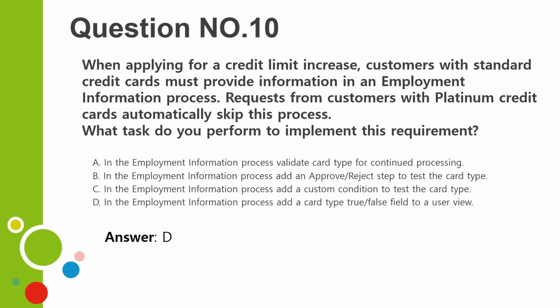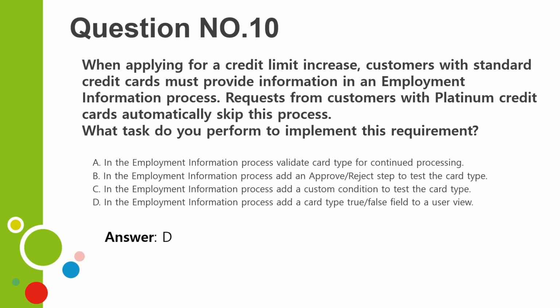Question no. 10. When applying for a credit limit increase, customers with standard credit cards must provide information in an employment information process. Requests from customers with platinum credit cards automatically skip this process. What task do you perform to implement this requirement?